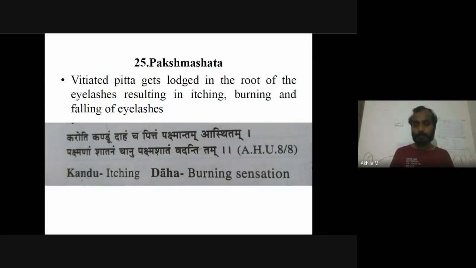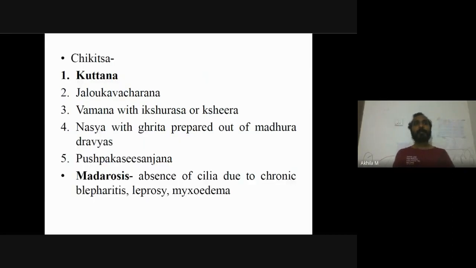Pakshmanam means eyelashes will fall due to the vitiated Pitta, the vitiated Pitta that is reaching the root of the eyelashes, and because of the vitiation of the dosha, the eyelashes will fall. That condition is called as Pakshmashata. Vagbhata only told about Pakshmashata. Kuttana Jilsa, we have to prick with a pointed needle. Kuttana is also described in our Samhita. Virechana is also advised.